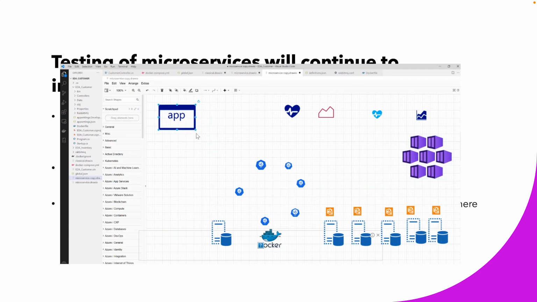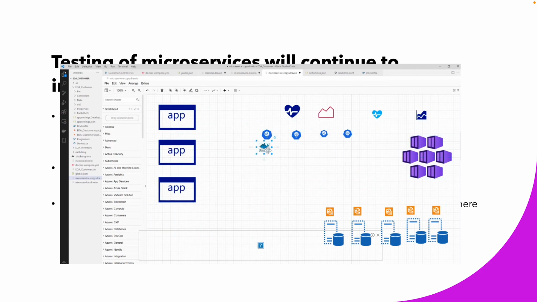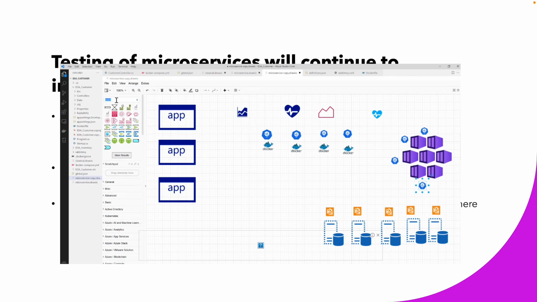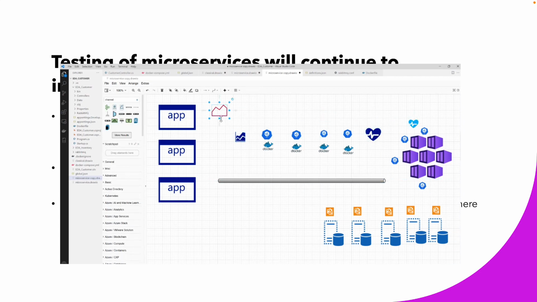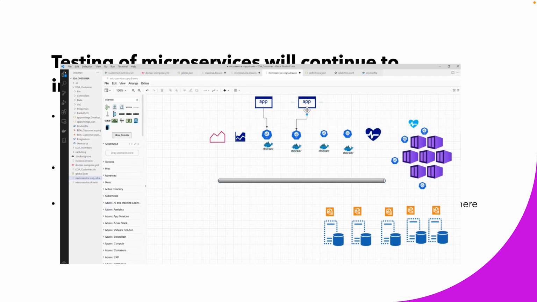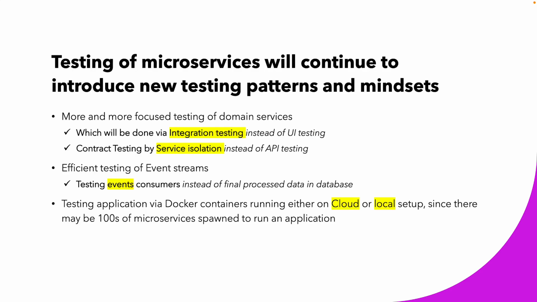Since there may be hundreds of microservices spawned to run an application, we need to test especially on these kinds of platforms rather than really testing on the local application. That's how things are going to be as well. So these are the ways that we can test applications, especially applications which are microservice based.